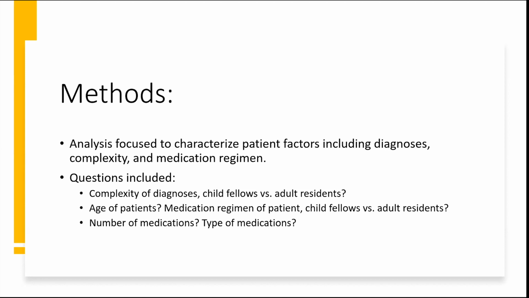Some questions asked in the survey included the complexity of the diagnosis, child fellow versus the adult residents, the age of the patients, the medication regimen of the patient, child fellow versus adult resident, number of medications, and type of medications. And as I read it out loud more and more, we're hoping the gap between the child fellows and the adult residents shortens, and the goal is to close that gap.